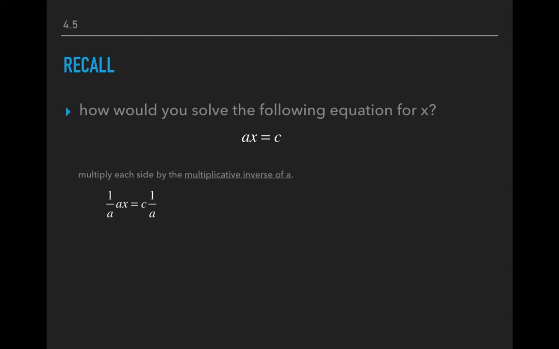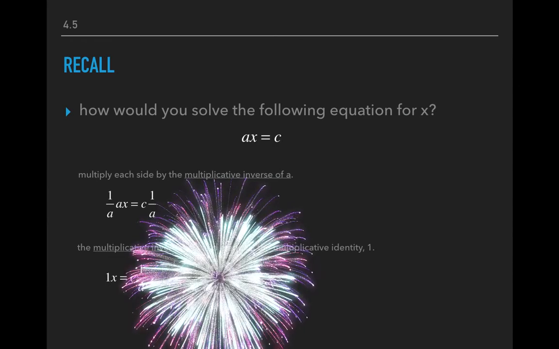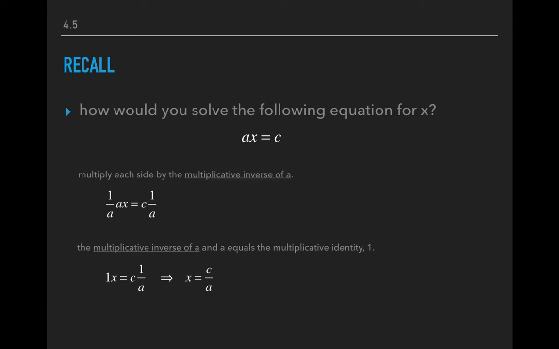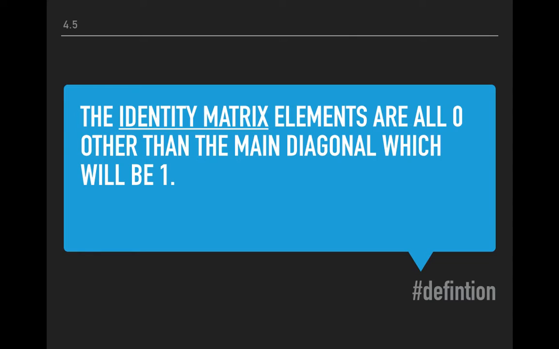When you multiply that left side, the multiplicative inverse and a, this will equal 1. That number is called the multiplicative identity. So you'd only have one x, which is what we were looking for. X is now isolated, and you could write that as x equals c times a. So those two terms, multiplicative inverse and multiplicative identity, are going to be seen in this section in reference with matrices. So let's get started with a few definitions.